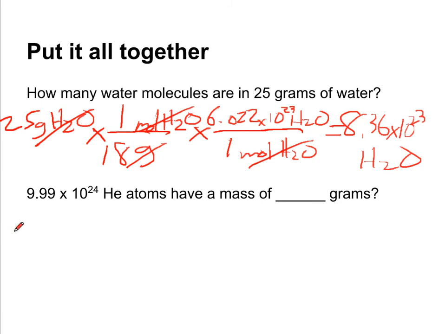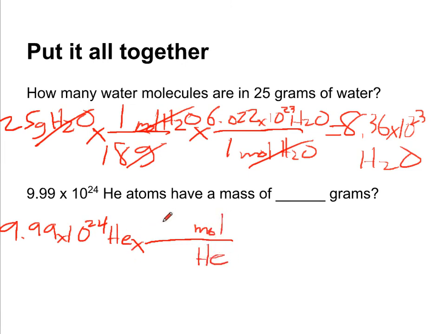Another example down here, we've got 9.99 times 10 to the 24th helium atoms, and we want to find the mass of those atoms. We can't go directly from number of atoms to mass. We have to go through moles first. So we got this many heliums. We need to convert it to moles. We want to get into moles. That's our unit we want to get to. We want to cancel out individual helium atoms. Well, 1 mole of anything has 6.022 times 10 to the 23rd atoms in it. This takes us from helium atoms to moles.